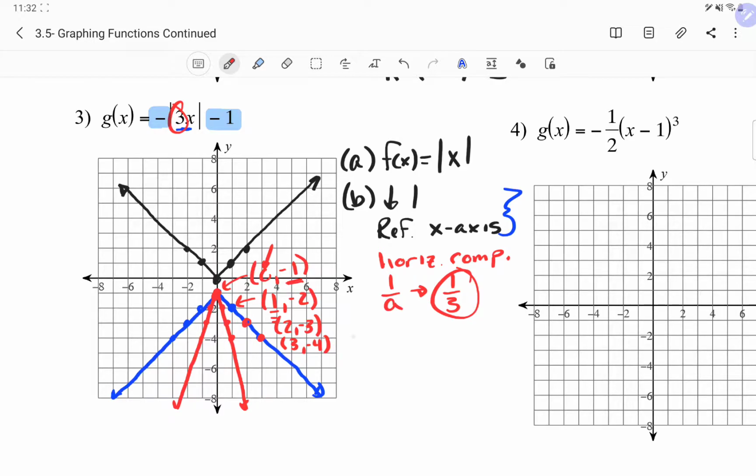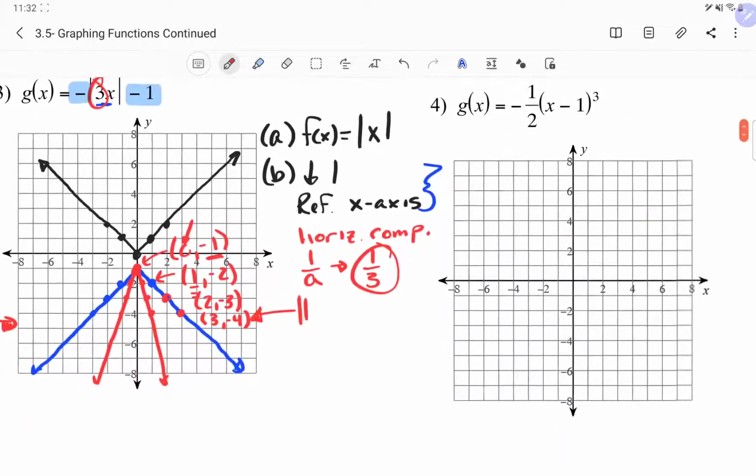Again, it's kind of like taking a vise and pushing these in by a factor of 1/3, right? So it's pushing the x-axis in on itself.